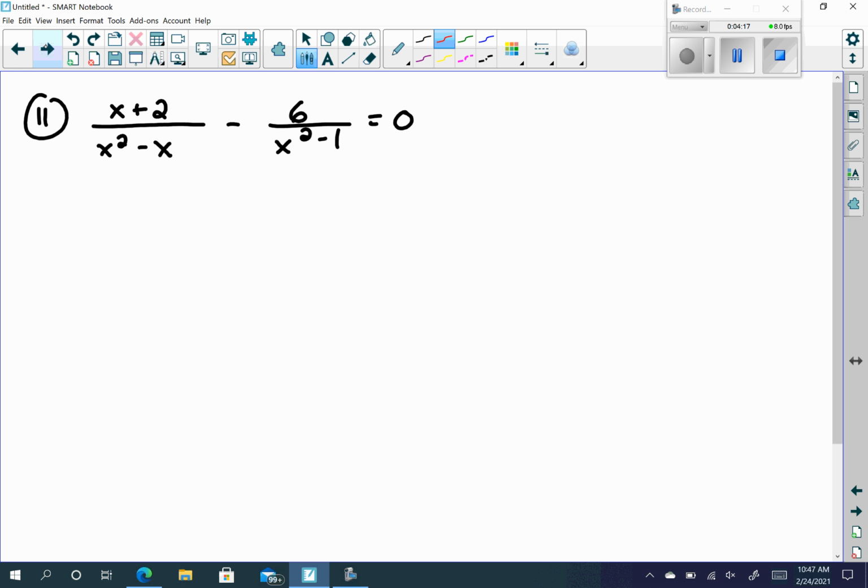Number 11 is very similar. We have to factor our denominators. This first denominator, we can factor an x out. We're left with x minus 1. And this is a difference of squares, x minus 1, x plus 1. So our LCD is x times the quantity x minus 1 times the quantity x plus 1.